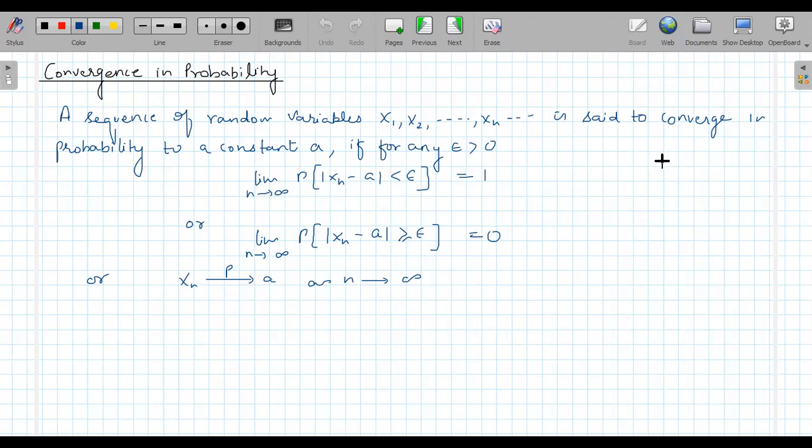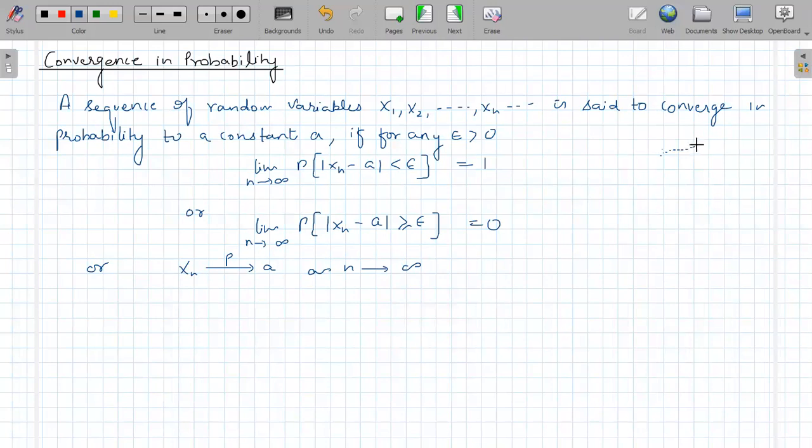Means if we have a sequence of some random variables and suppose this is point a, so if the difference between xn and a is, if this sequence is converging towards a, then gradually what will happen, as you increase the value of n, this difference between xn's and a will keep on reducing, right?